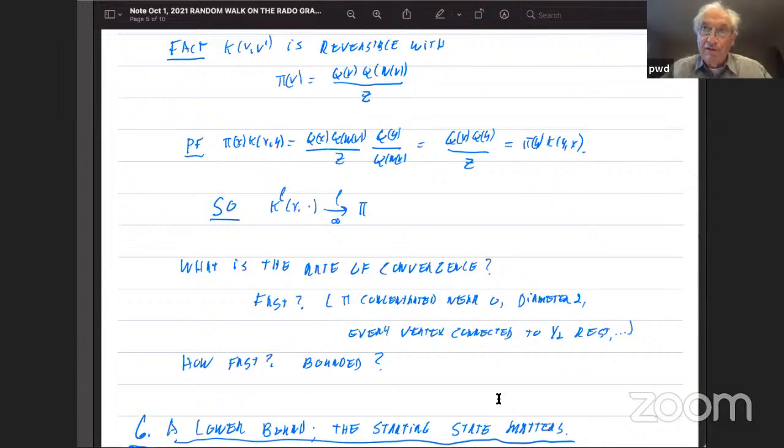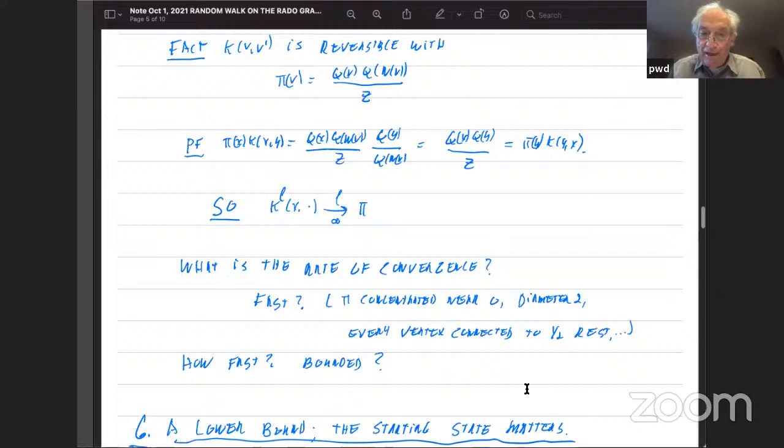What's the rate of convergence of this random walk to the stationary distribution? And for that, we'll have to do Cheeger or paths or who knows, you'll see. And we'll have to understand some of the structure of the graph. So this was a way to trick myself into trying to think about the Rado graph. Now, intuitively, it's going to converge fast because the diameter is 2. So wherever you are, you can get back to zero in 2 steps. And the stationary distribution is concentrated near zero. And everything's connected to half of the other vertices. And even I thought for a while that the rate of convergence would be bounded. That is, wherever you are, 5 steps will suffice.